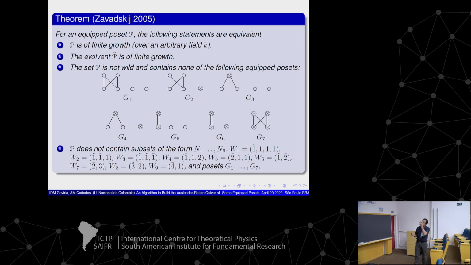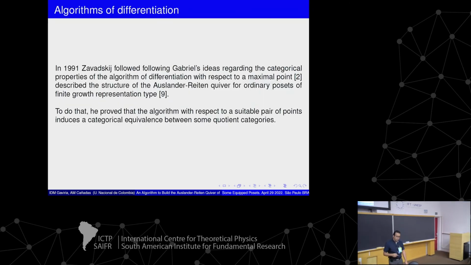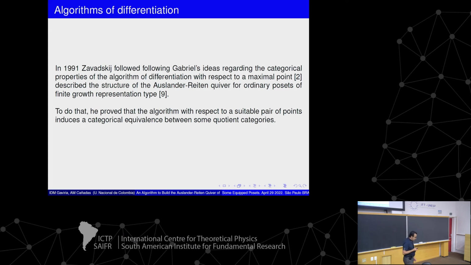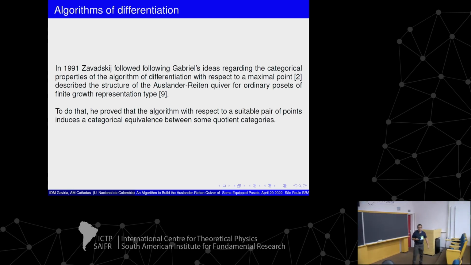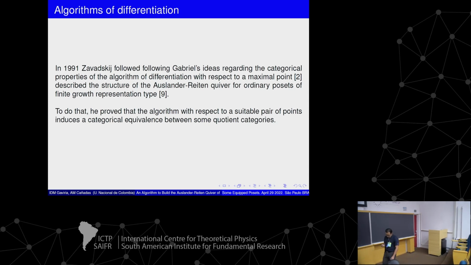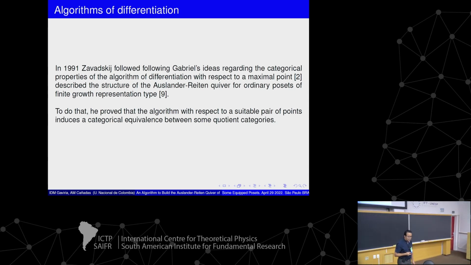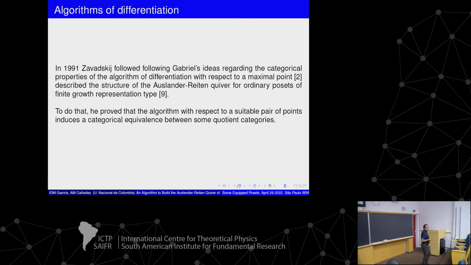One poset is of finite representation type if its evolvement is of finite representation type, or if the poset is not wild and does not contain one of these posets as sub-poset. Sabatsky, following the ideas of Gabriel, gave the categorical properties of the algorithm differentiation D1, and by means of this algorithm differentiation, Sabatsky described the structure of the Auslander-Reiten quiver of the ordinary poset of finite representation type.